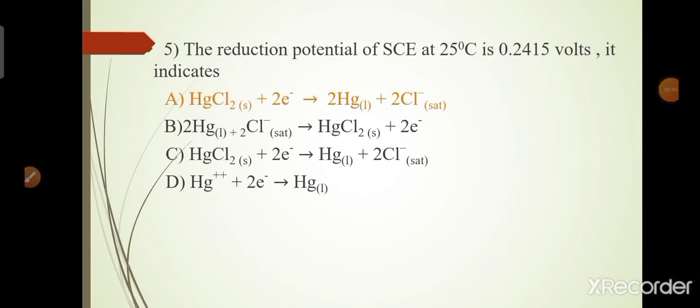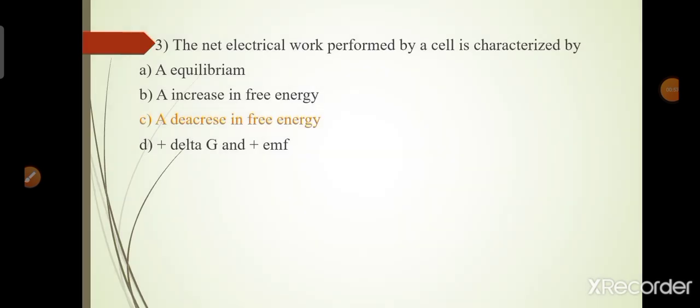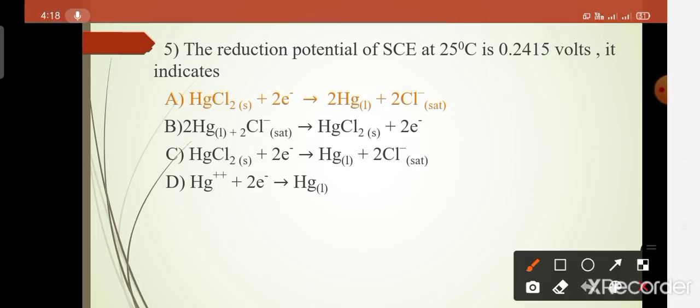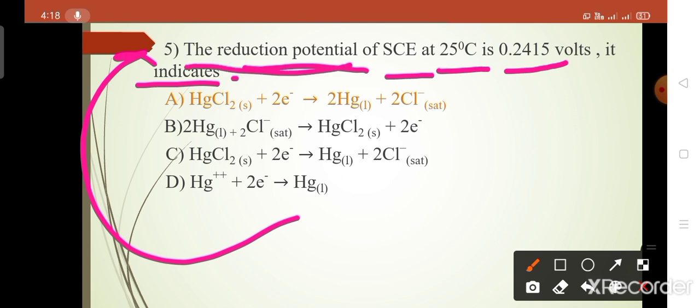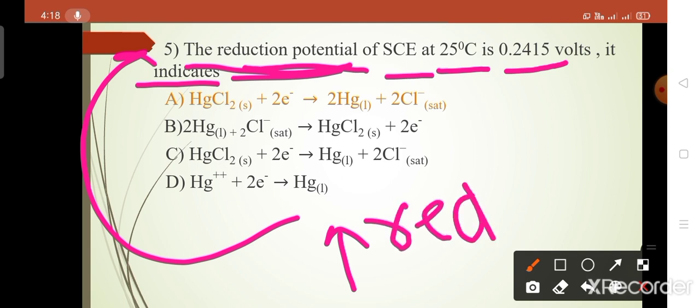The next question: the reduction potential of a saturated calomel electrode at 25 degrees Celsius is 0.2415 volts. It indicates that. Here we have to write the equation for a reduction potential. It means that the reduction reaction occurs and the potential arising due to the reduction reaction is known as the reduction potential.